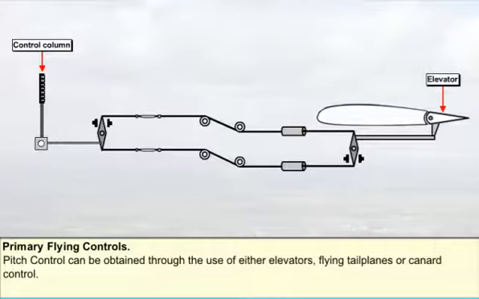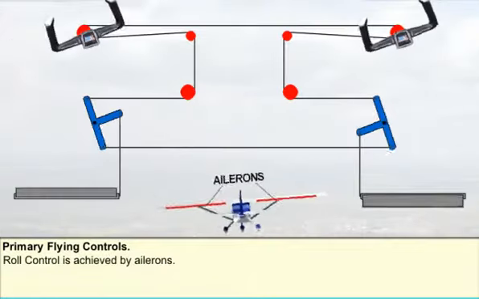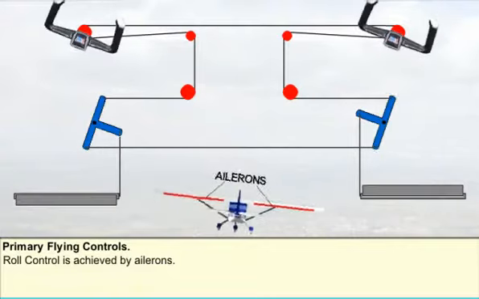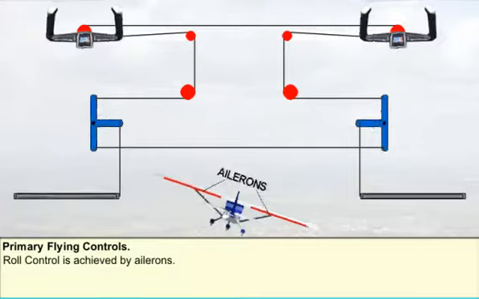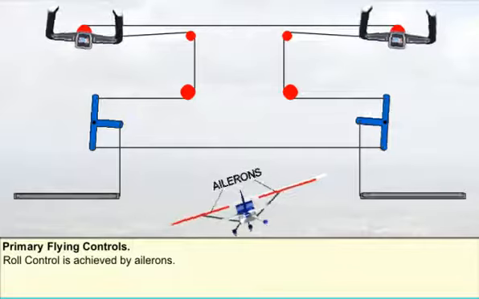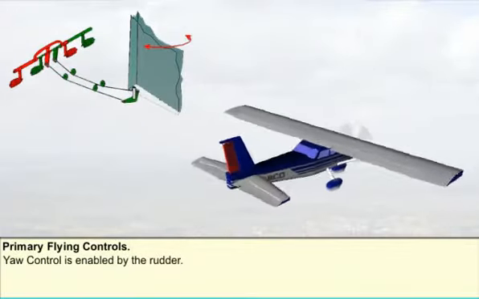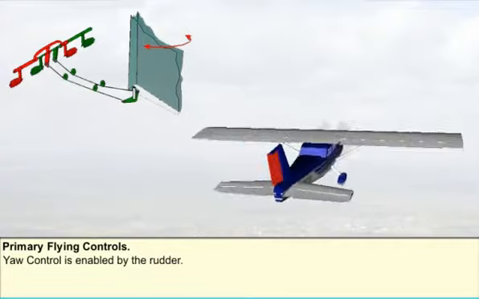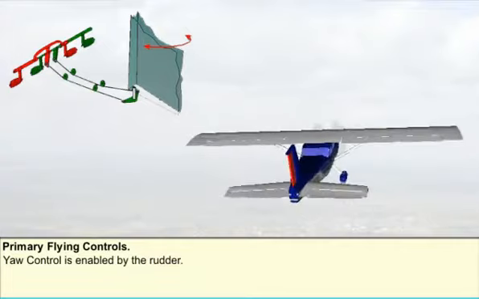If that is the case, then rearward movement of the control column causes upward movement of the elevator, which causes the aircraft to pitch nose upwards, and vice versa. Control in roll is achieved by ailerons. Turning the control wheel to the right causes the right aileron to move up and the left aileron to move down, giving roll to the right. Control in yaw is enabled by the rudder. Moving the right rudder pedal forward causes the rudder to move to the right and causes the aircraft to yaw to the right.